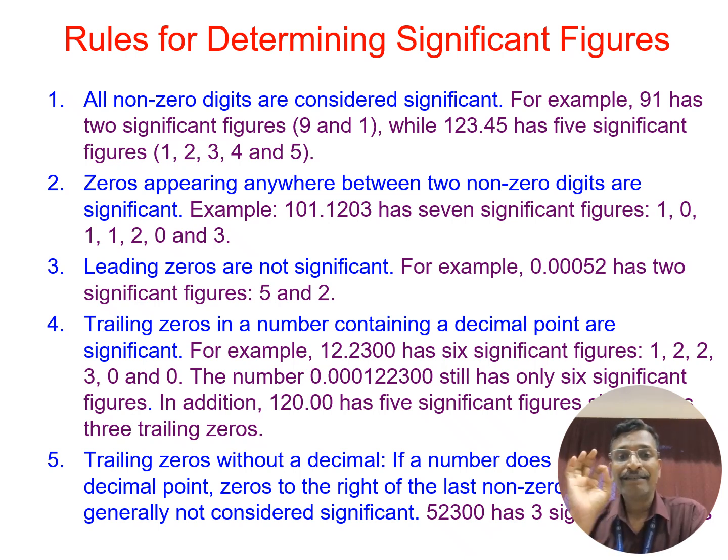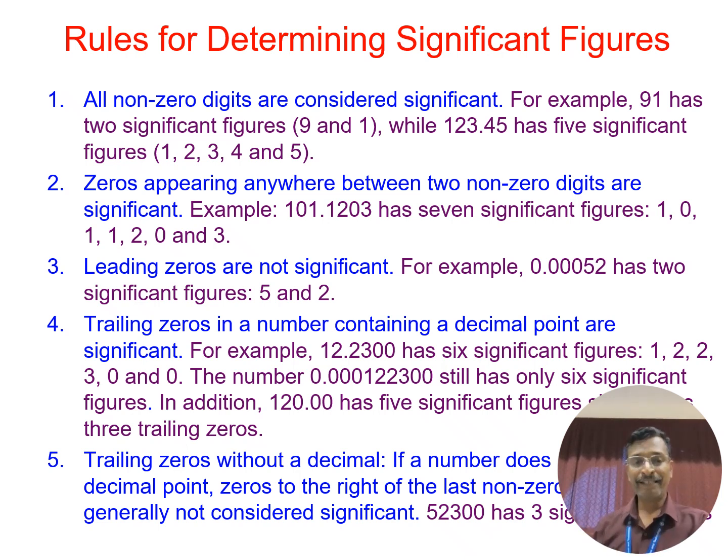If the data contains a decimal, then the trailing zero is significant, otherwise not. So here the data is 12.2300. So the significant figures are 1, 2, 3, 4, 5, 6. All are significant figures. Suppose you are taking the number 0.000122300, here the leading zeros are not significant, omitted. Decimal point is there, so 122300, 6 significant figures.